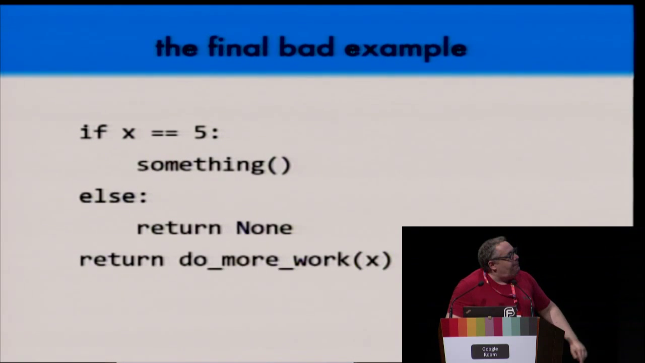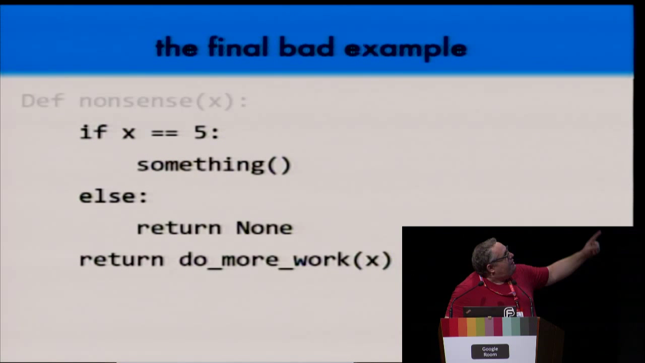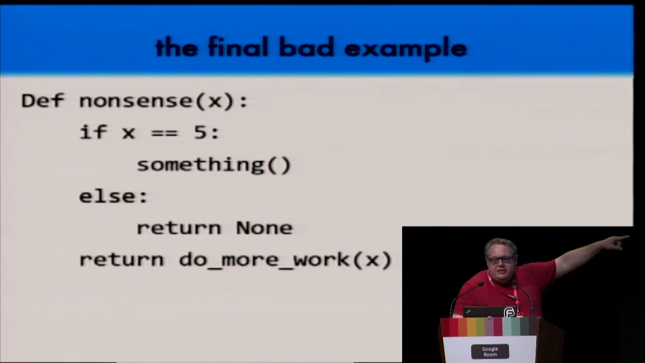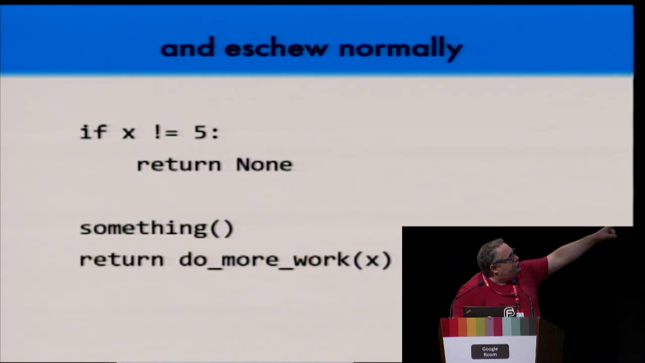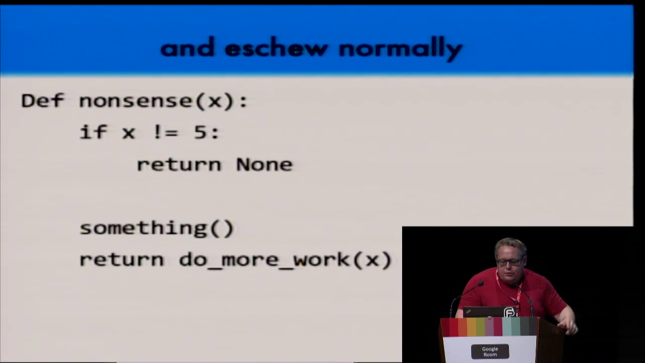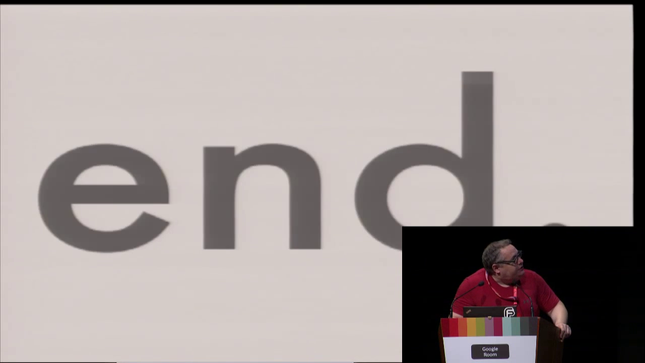The final bad example, function, and you have an else statement that returns, but an if that doesn't. You swap the condition, you swap the else and if statement, and you negate the condition, and then you do the transformation as normal, and it is improved. Thank you. Now go forth and clean up your code.